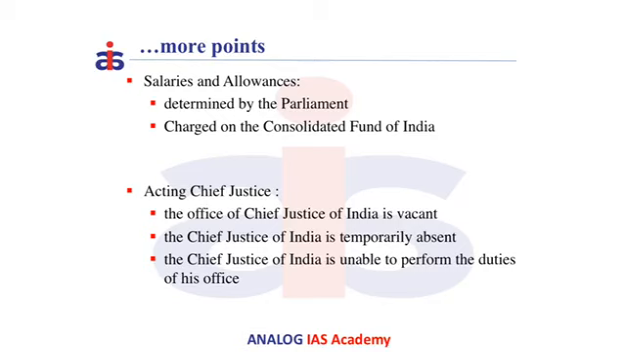The salaries and allowances of the judges of the Supreme Court are determined from time to time by the Parliament, and they are charged on the Consolidated Fund of India. That is, they become a part of the non-votable budget.